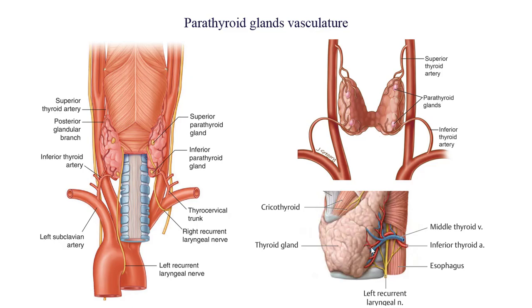The venous drainage of the parathyroid glands is also shared with the thyroid gland. Blood from the parathyroid glands drains into the thyroid venous plexus and then follows the paths of the thyroid veins.